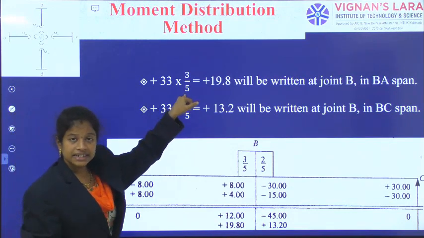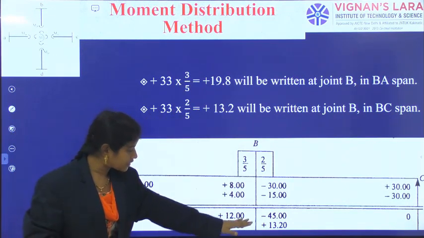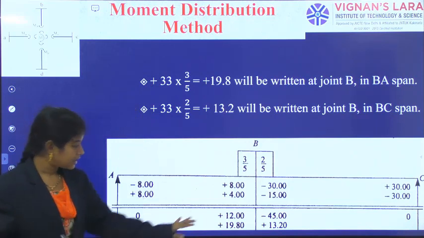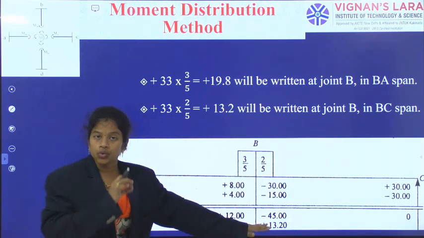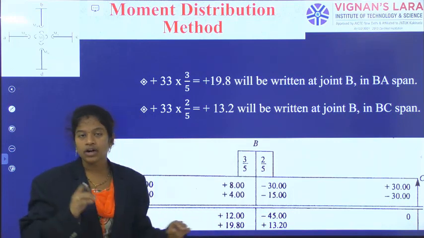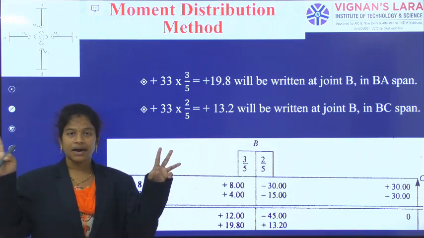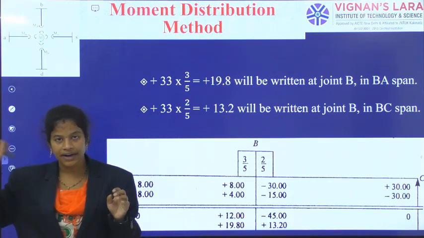Now plus 33 into 3 by 5, whatever the summation. This 33 you can't see in the table. These two summations you can't observe in the table. Whatever I have to write, that only I will develop here. Okay, 12 and minus 45. The summation you should write in the rough.